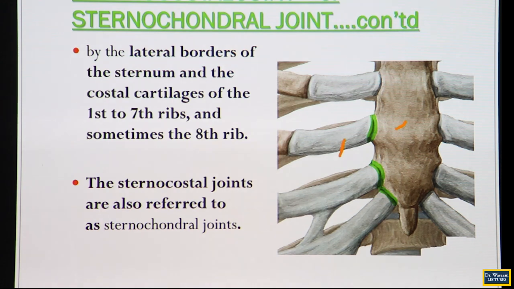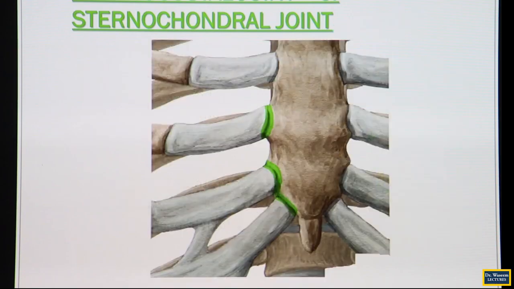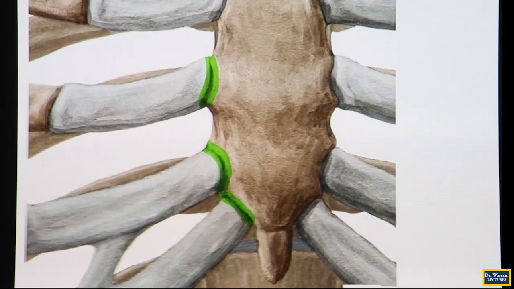They are also synovial joints. The costal cartilages, from 1 to 7, will have such joints, because from 8, 9 and 10 the joints are chondrochondral. And the last 2 ribs do not have any joints with the sternum. So, you see these joints are also important from this point of view.